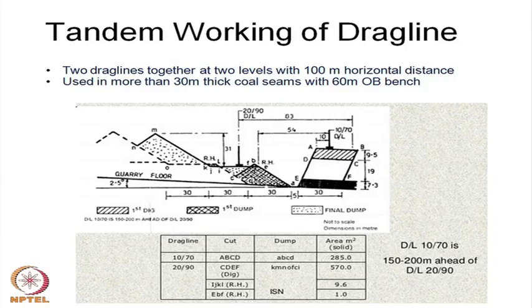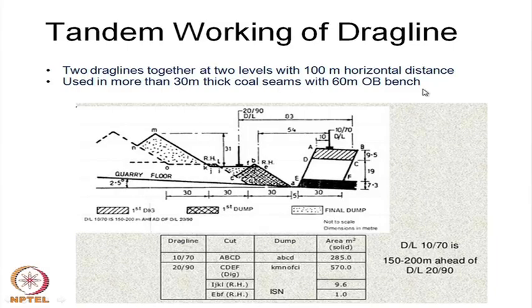Then the second thing, the next method, will be your tandem working of dragline. This is very important, because many of our northern coalfield mines are always using this tandem dragline. Now, 2 draglines together at 2 levels with 100 meter horizontal distance, sometimes it can be up to 200 meter distance also, and they are used for more than 30 meter thick coal seams with 60 meter overburden bench.